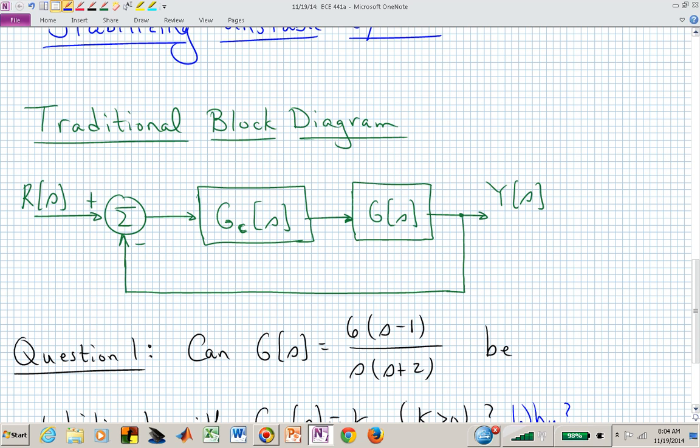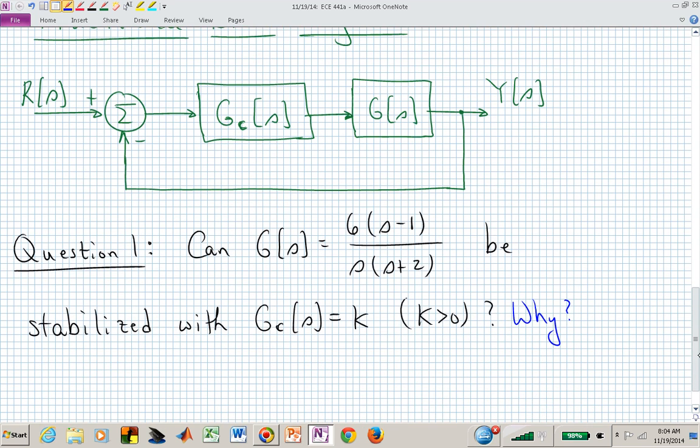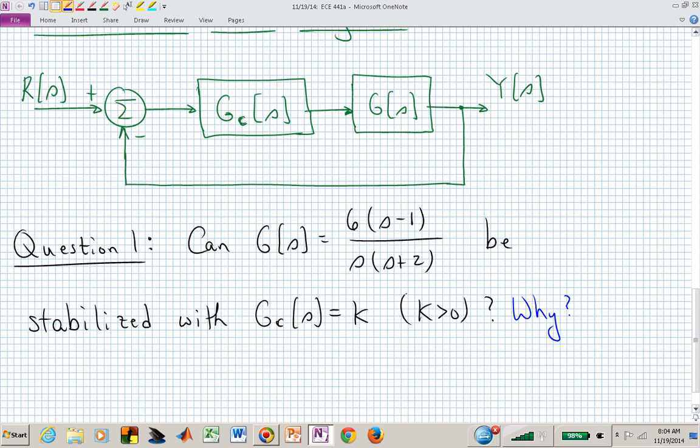Here's question 1 for you to answer. Suppose that the G, the plant, in that block diagram is 6 times (s minus 1) over 2 factors, an s and an (s plus 2). Can that system be stabilized in this traditional negative feedback configuration with a positive gain K? Can you stabilize that system?